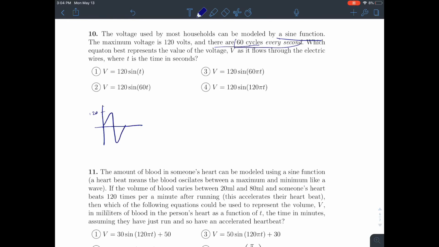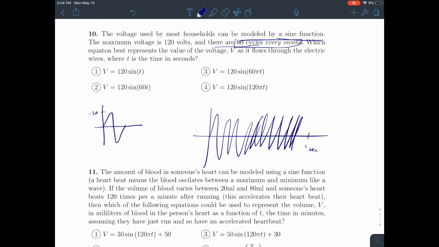So this is where things get a little bit tricky, actually. If there's 60 cycles every second, then that means in 1 second, we have 60 of these waves. This is a lot of waves. But if 60 of them take a second, then it must be true that each one of them takes 1/60th of a second. And so the period of our wave is not 60 seconds or 1 second. The period of our wave is, since 60 of them fit in a second, each one must take 1/60th of a second. So that's probably the trickiest part of this problem.